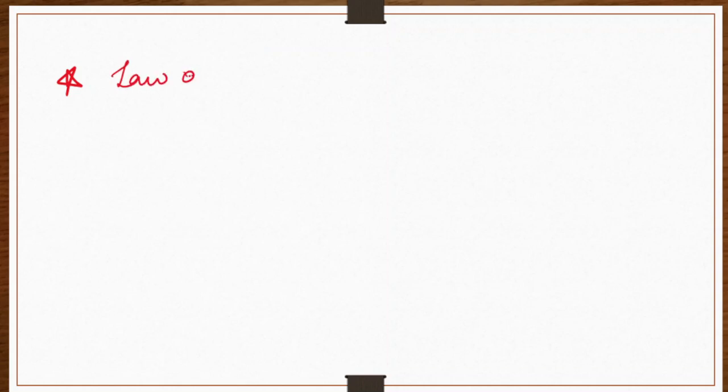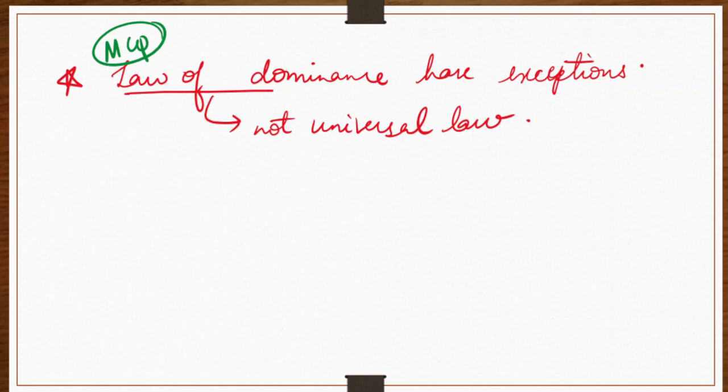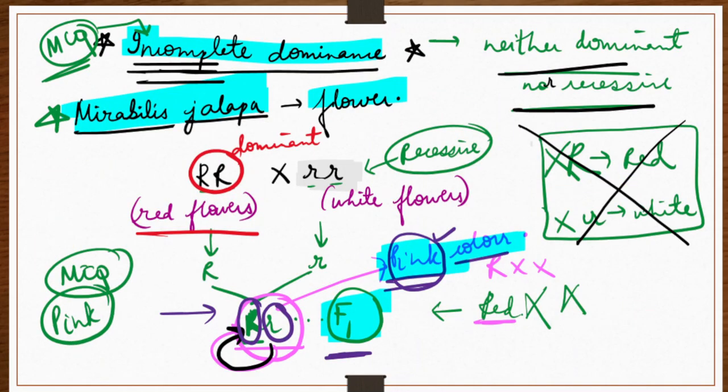So the law of dominance has exceptions. What does it have? It has exceptions. And the very first exception means it is what? It is not universal. Not a universal law. This can also be an MCQ question. Okay. So we had taken all this, right?